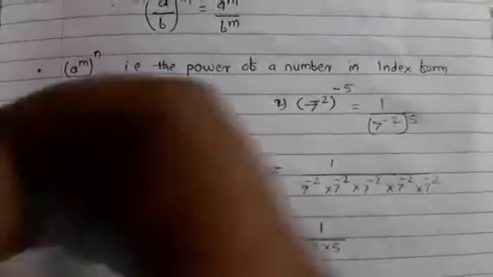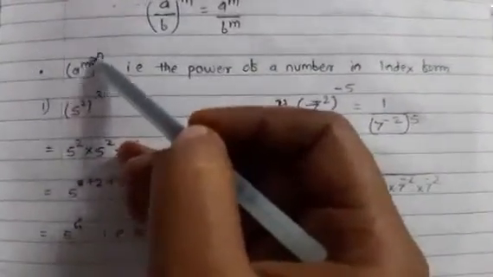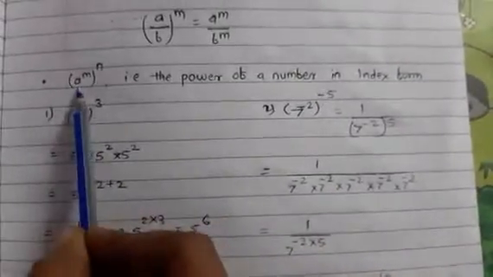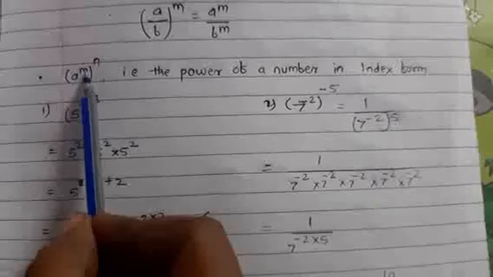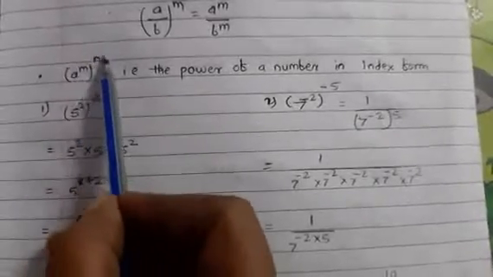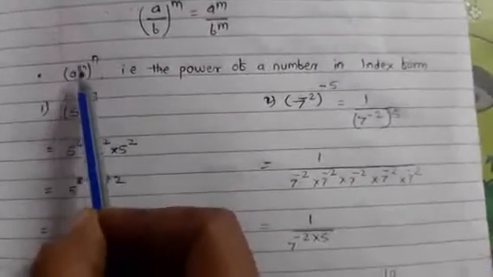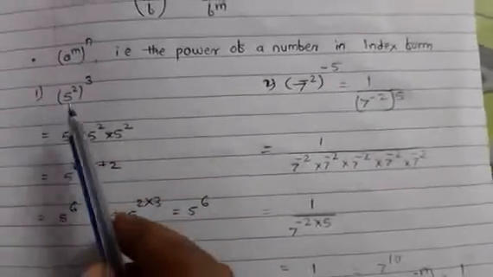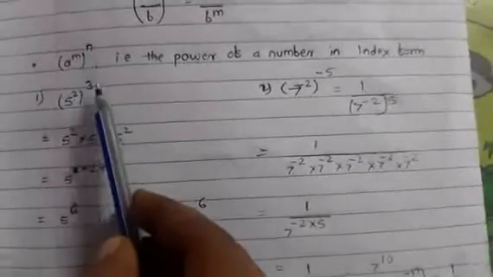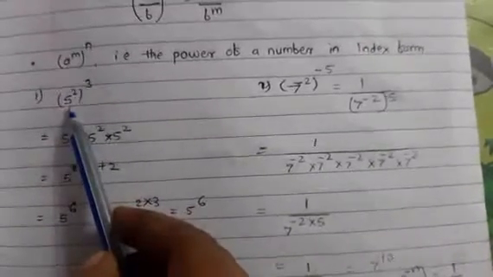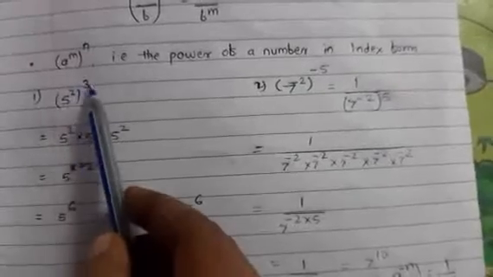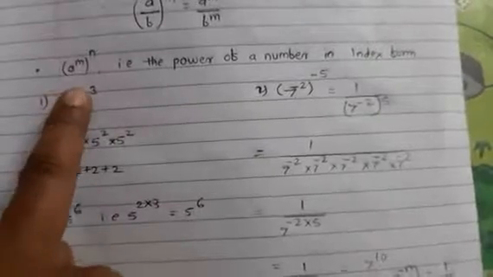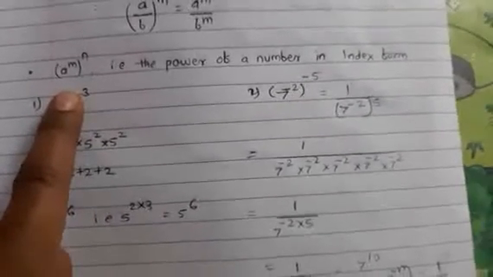The next rule is about (A raised to m) bracket raised to n. Here A is the base, but there are two indices, m and n. If a base has two indices, what should be done? With the help of an example, we will see 5 raised to 2 raised to 3. Here the base is 5 and its indices are 2 and 3. Consider 5 raised to 2 as one number. Then the index is only 3.